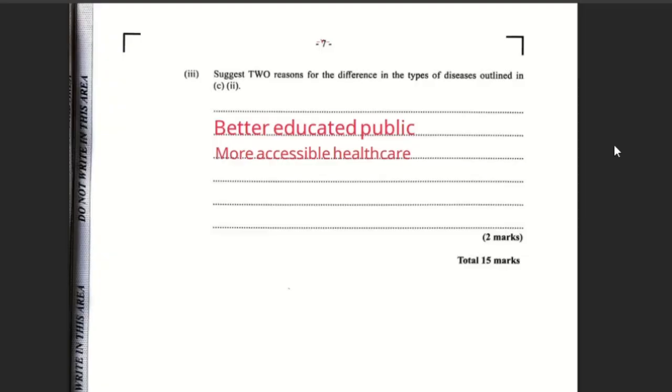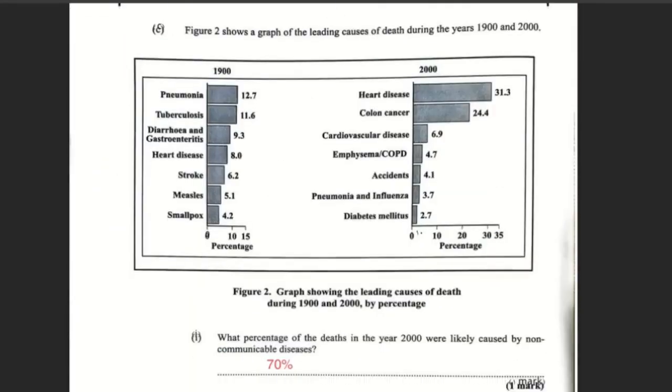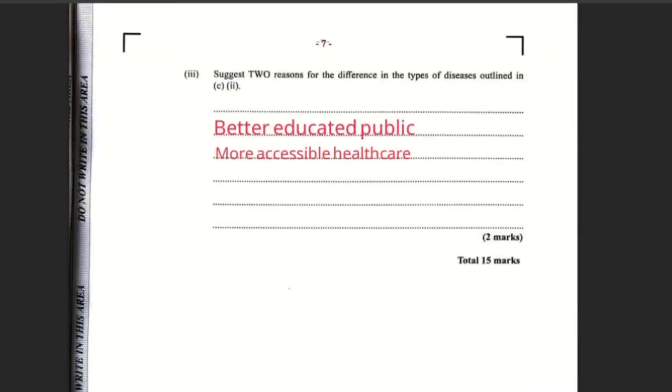So basically, it would not cause as much death. For example, if you look at 1900, you had a lot of people dying from these different infectious diseases. Now in 2000, fewer people are dying from infectious diseases because they have more access to healthcare. So instead of somebody just sitting in their yard waiting to die, they can go to the hospital and actually get treatment, and that would cause a decline in people dying from infectious diseases. So that would be the answer for this.